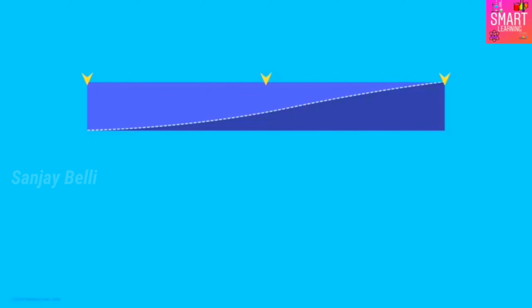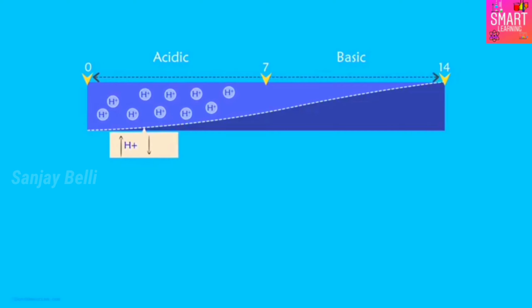This is the pH scale we looked at in the first part of the video. The acidic nature increases as we move towards the left side and the basic nature increases as we move towards the right side. The higher the concentration of H plus ions, the lower the pH, and the lower the concentration of H plus ions, the higher the pH value. The pH scale basically tells us the strength of an acid or a base.